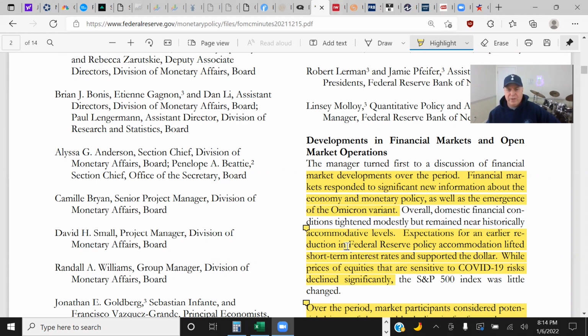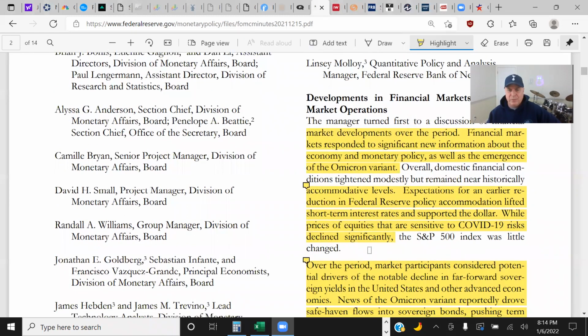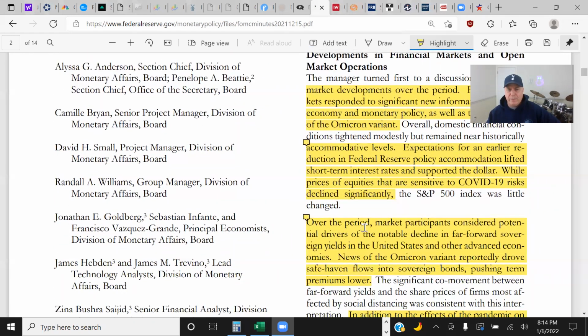Expectations for an earlier reduction in Federal Reserve policy accommodation lifted short-term interest rates and supported the dollar, while prices of equities that are sensitive to COVID-19 risk declined significantly. Over the period, market participants considered potential drivers of the notable decline in far-forward sovereign yields in the United States and other advanced economies. News of the Omicron variant reportedly drove safe haven flows into sovereign bonds.